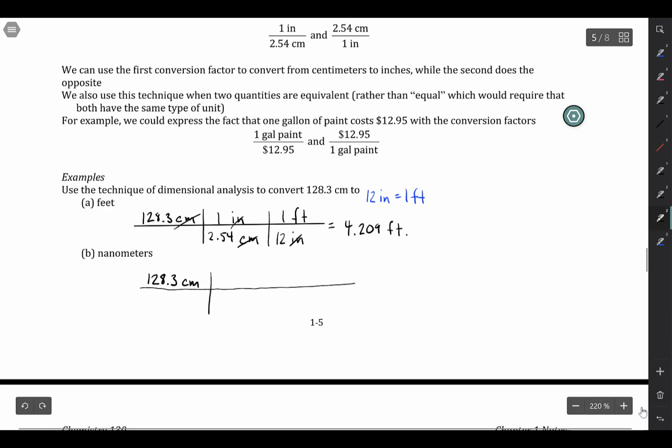Now from here, we want to go from one metric unit to another. There's a couple ways we could do this. Probably the safest way is to go by the base unit meters. So we're going to convert centimeters to meters.